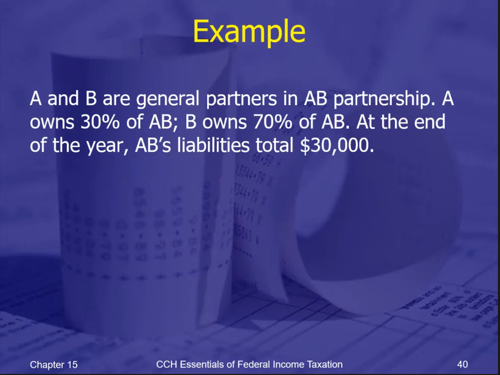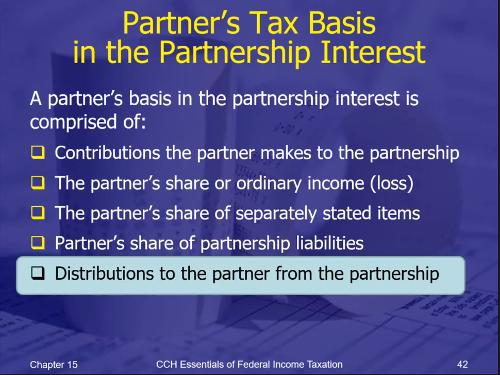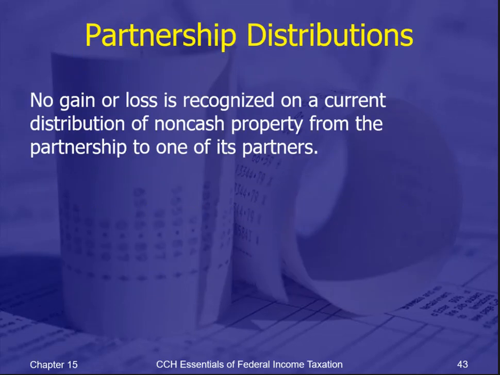So if A and B are general partners, A owns 30%, B owns 70%, and at the end of the year the liabilities total $30,000. So A includes a $9,000 share of the $30,000. B includes the other 70% in their share of the liabilities. And distributions make it go down.